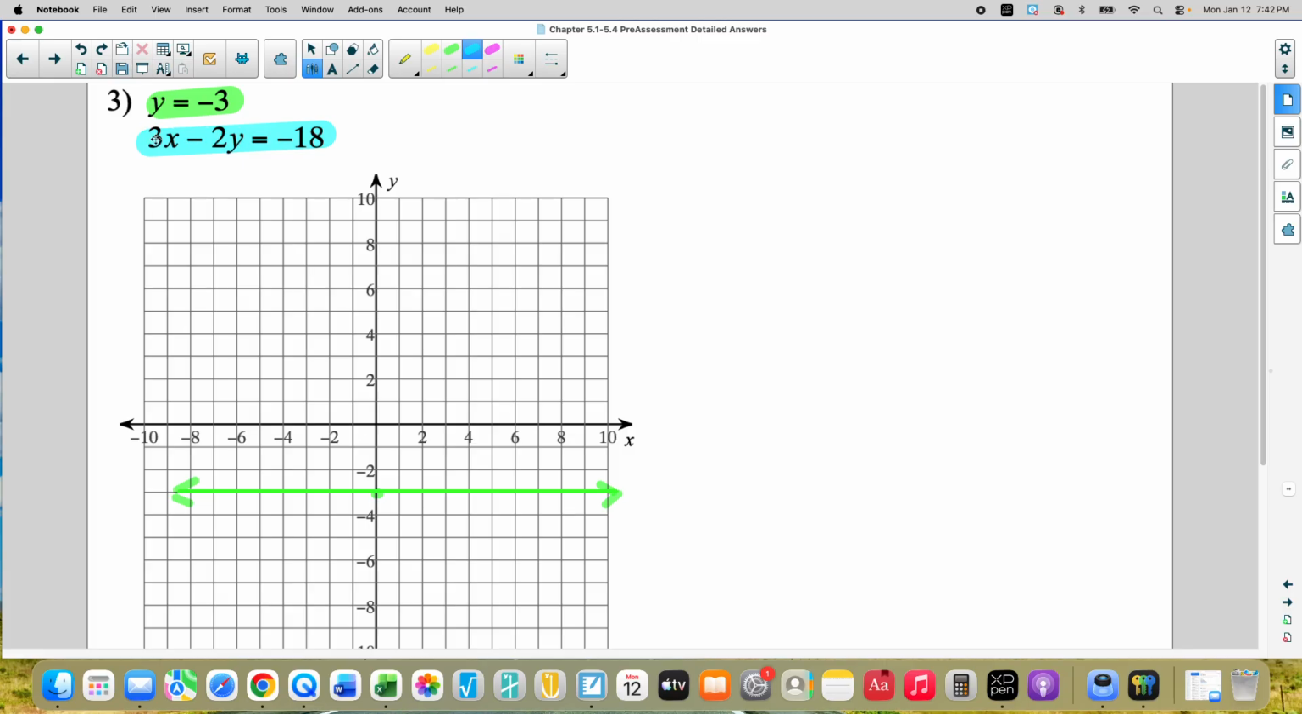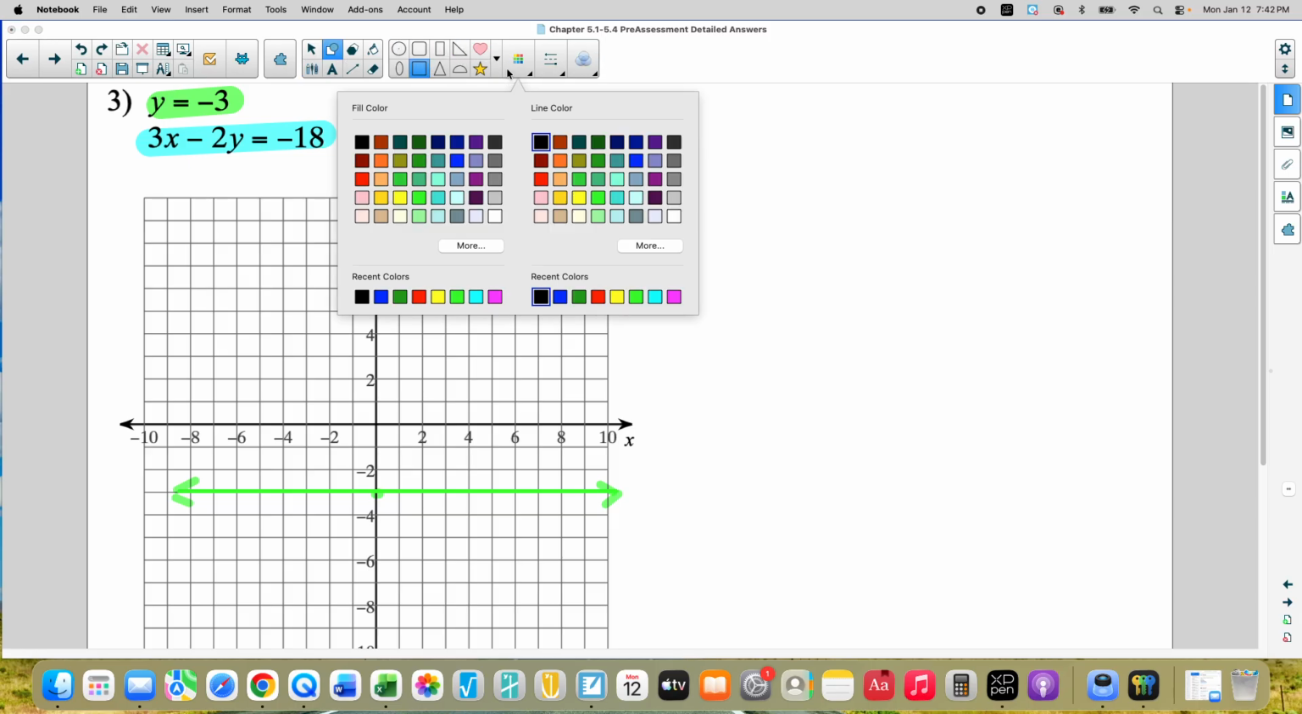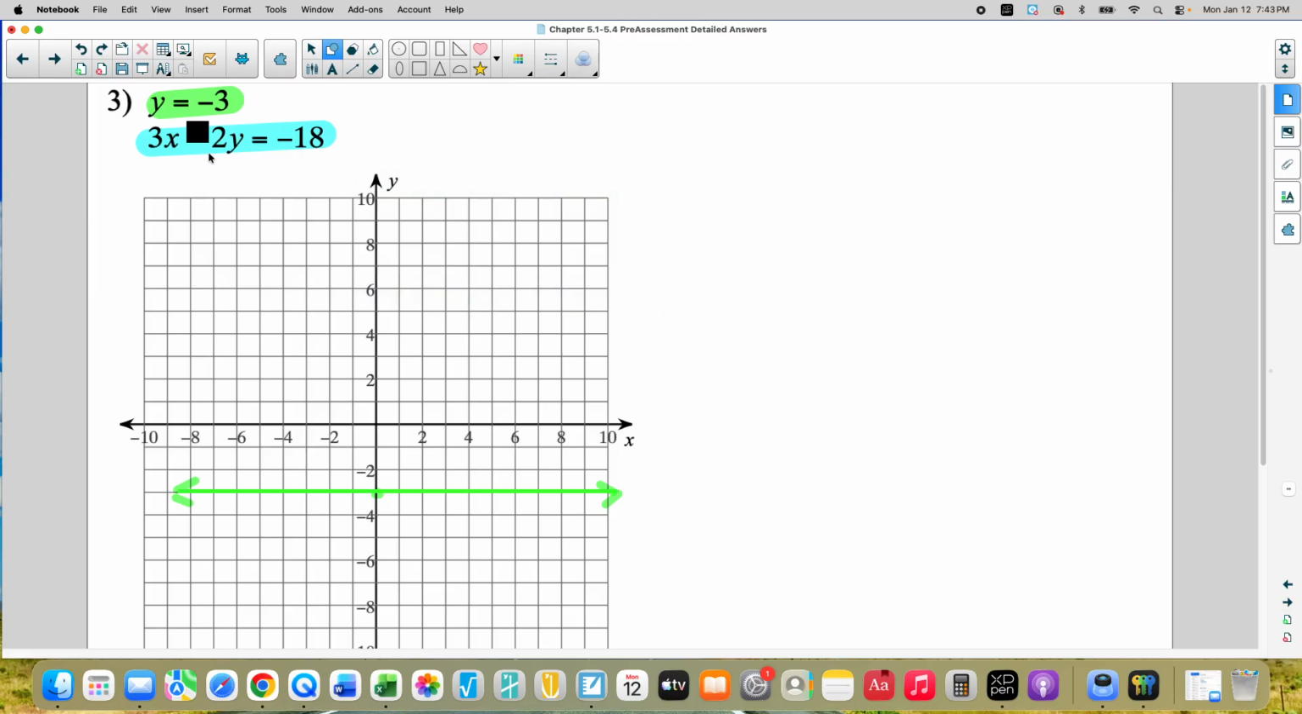Now we'll do this one. This is in standard form. So remember, standard form, we're going to find the x and y intercepts by covering up. If we want to find the x-intercept, we are going to cover up the y value. So we get 3x equals -18. Let's divide by -3. And we find out that my x-intercept equals -6.